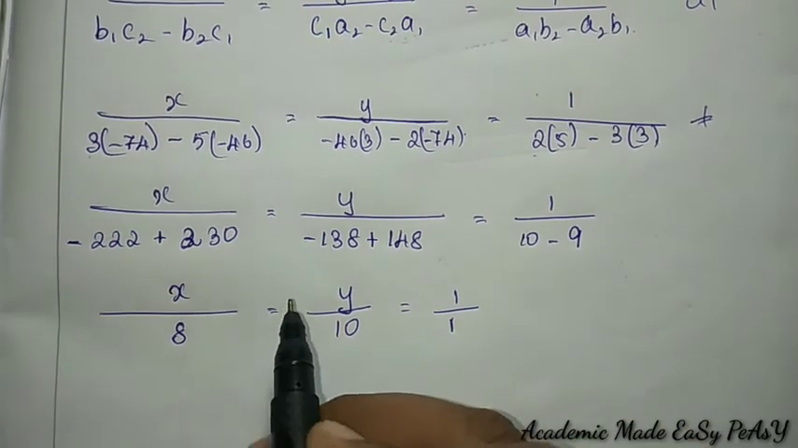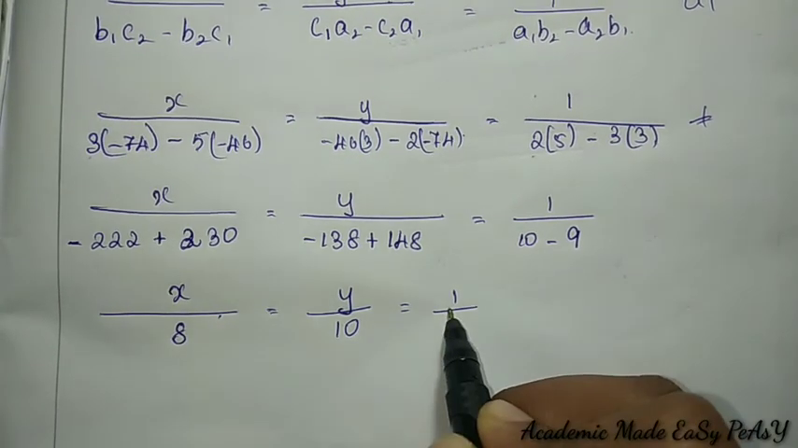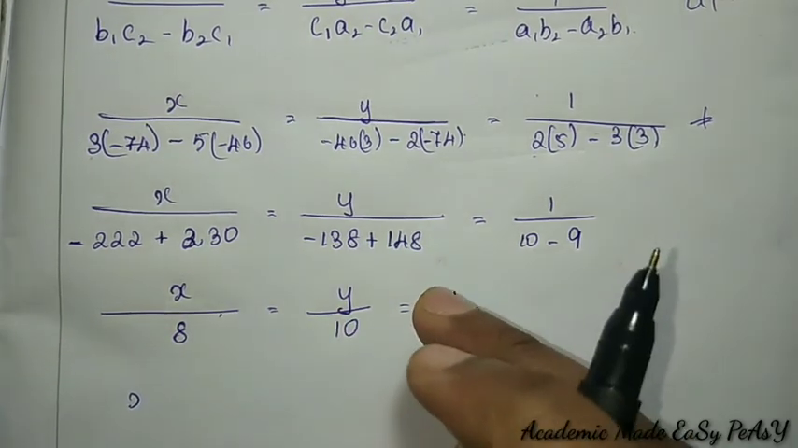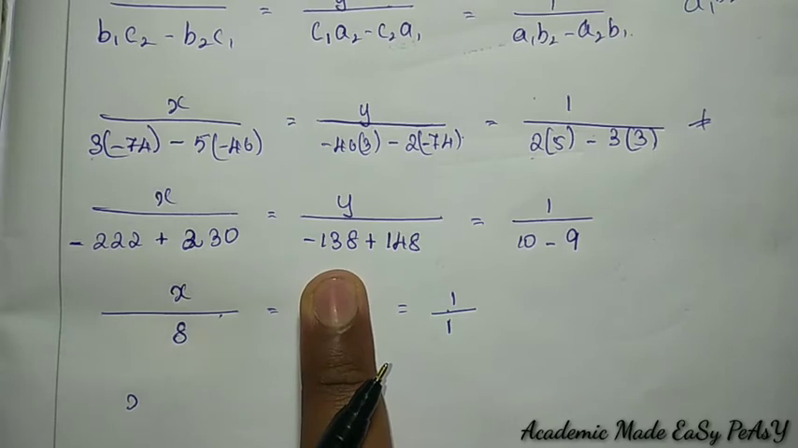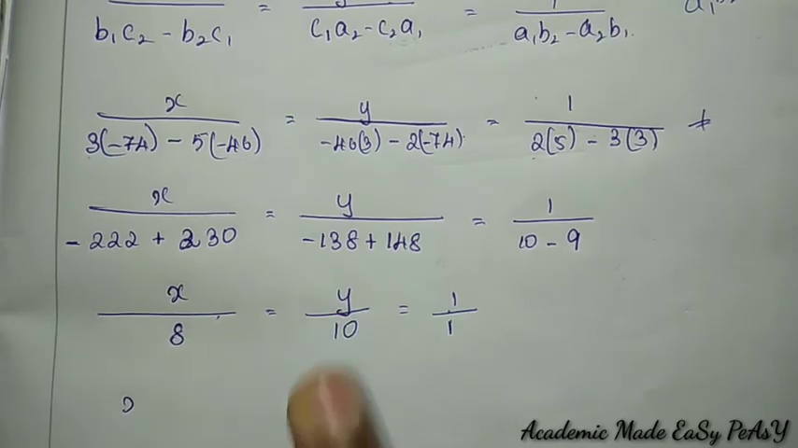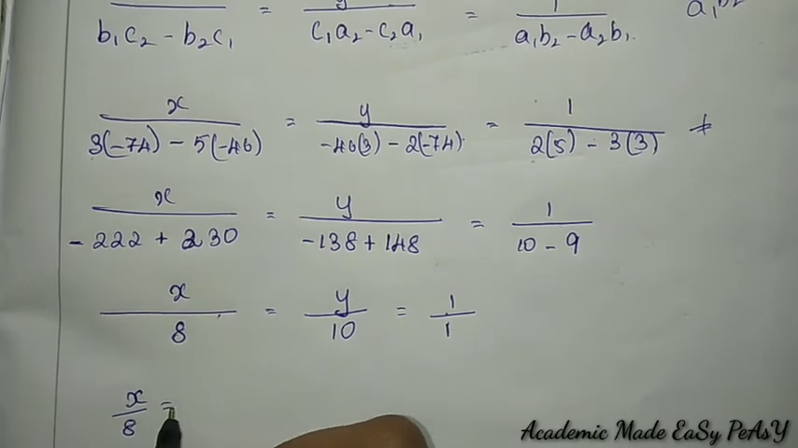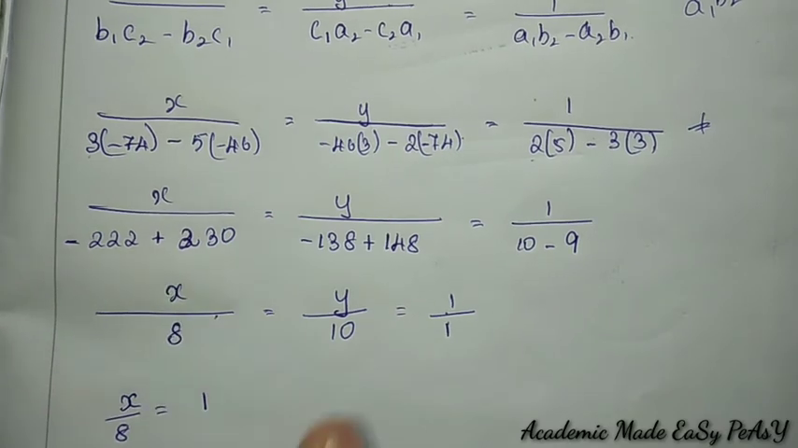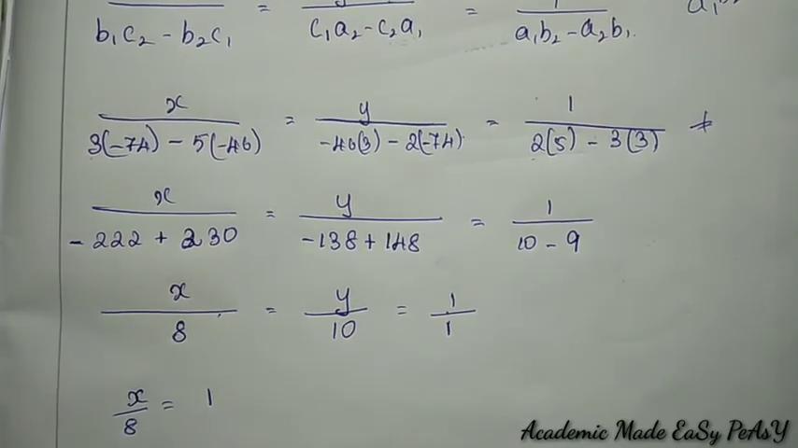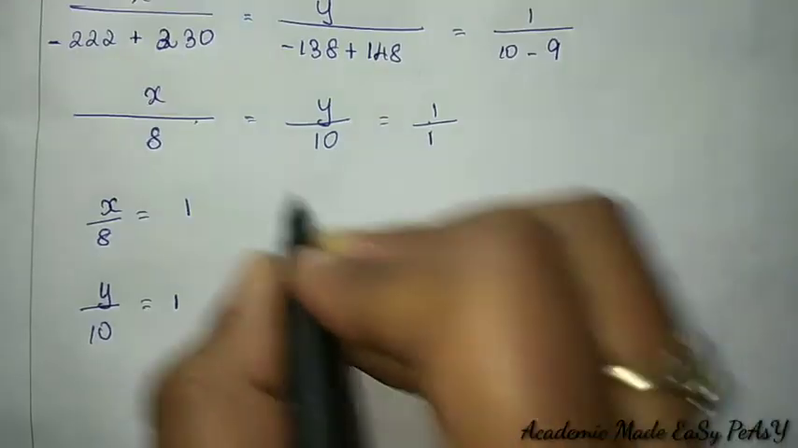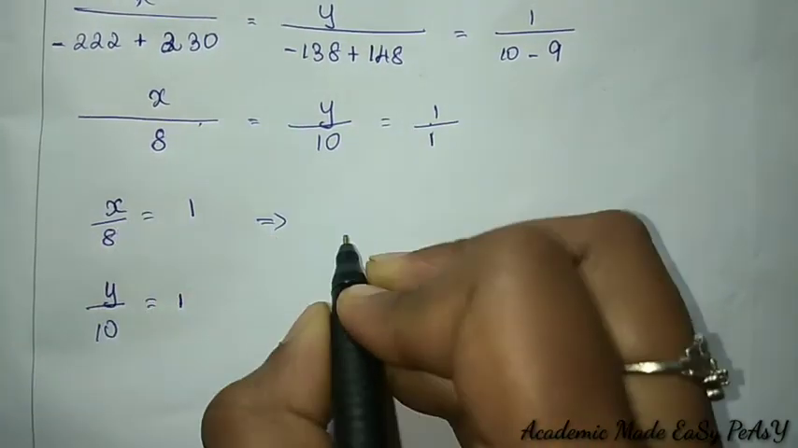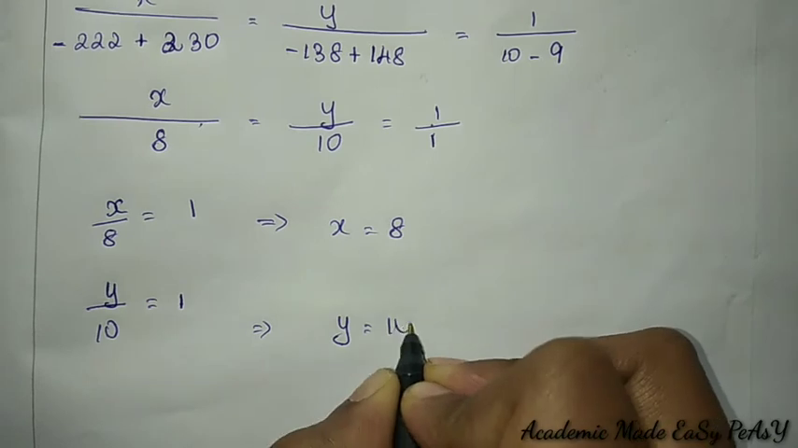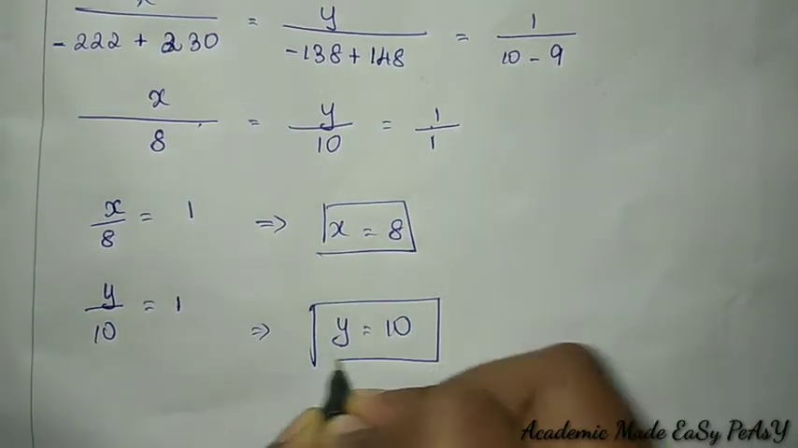Now I will be splitting this. So everything is equal, no? I will be taking only this term first: x divided by 8 is equal to 1 by 1. So x by 8 is equal to 1, and skipping this, going to y: y by 10 is equal to 1, isn't it? Now this implies 8 ones are 8, so x is equal to 8, and 10 ones are 10. So x is equal to 8 and y is equal to 10.